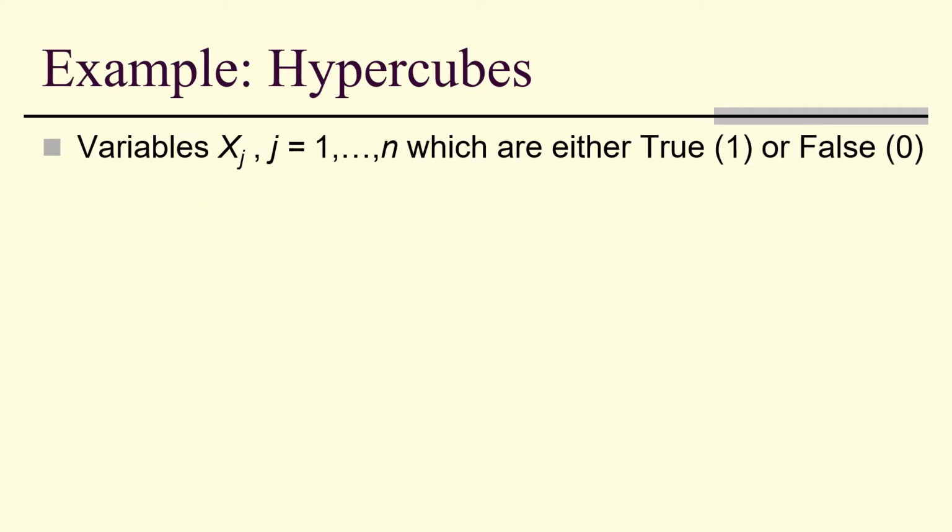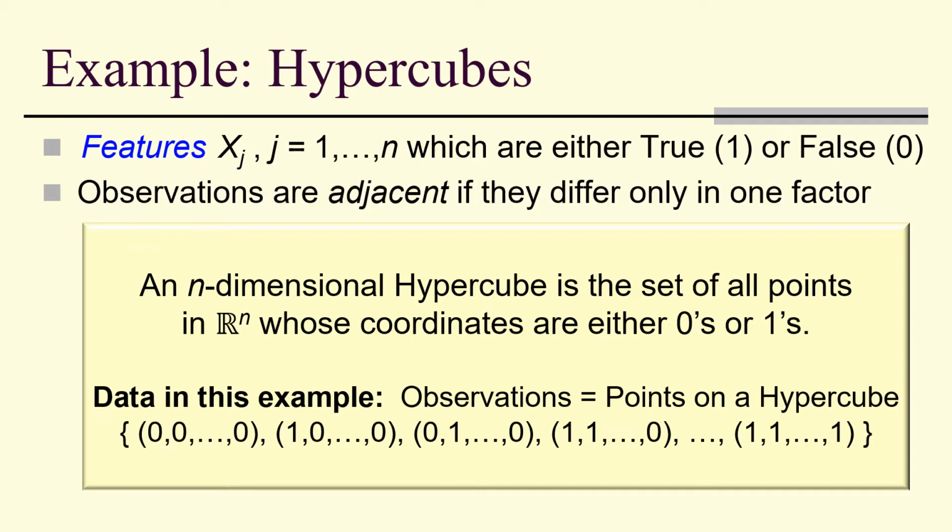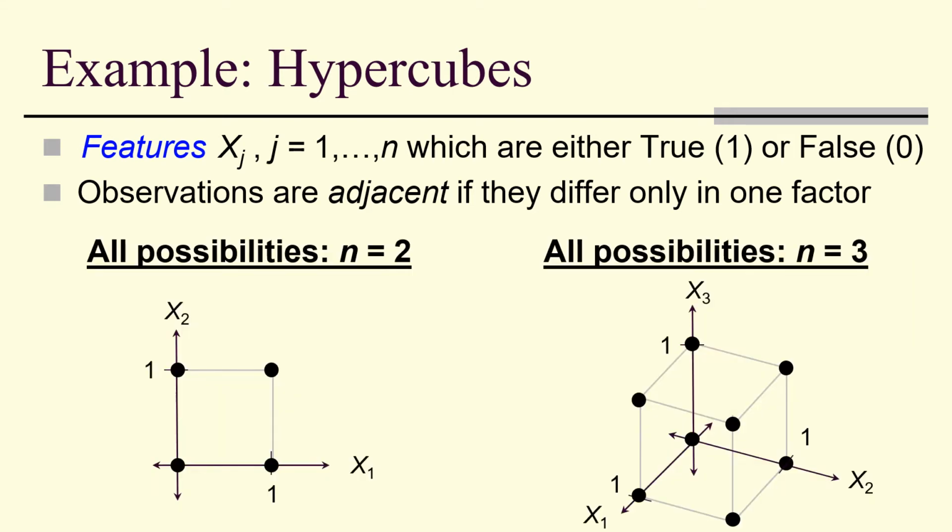For example, let's look at hypercubes. Suppose we had variables x sub j, j equals 1 to n, where x sub j is either true, which is a 1, or false, which is a 0. These could also be called factors or features. An n-dimensional hypercube is the set of all points in R^n whose coordinates are either 1s or 0s. So observations are adjacent if they differ in only one factor.